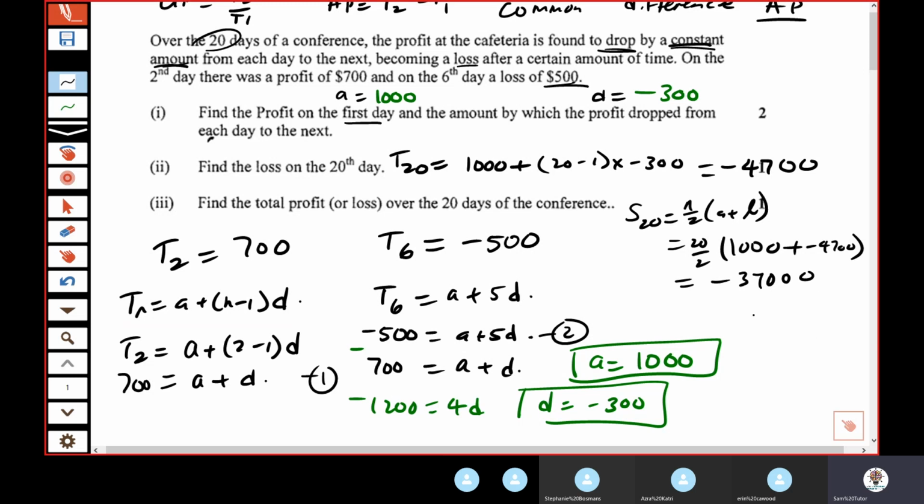Negative 37,000. Okay, because the day before would have been 4,400, the day before that was 4,100. Fair enough. Okay. All good? Any questions?